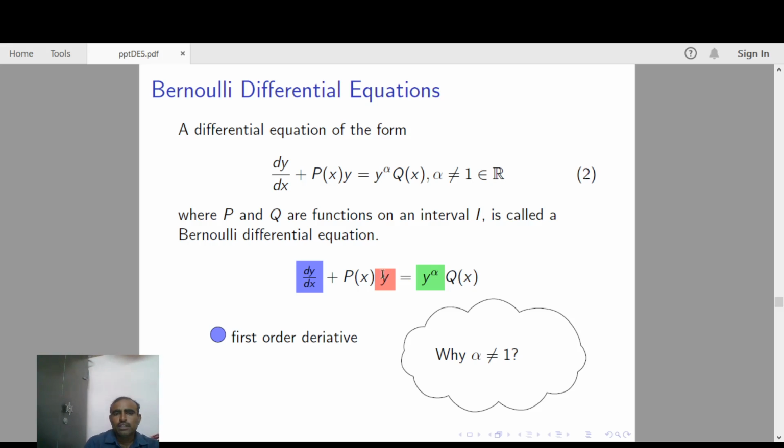So see here, dy by dx plus p of x into y is equal to y power alpha into q of x. This is also a first order differential equation, particularly first order and first degree. Why is alpha not equal to 1? If you take alpha equal to 1, see the next slide. First order derivative and degree of y is 1, factor y power alpha.